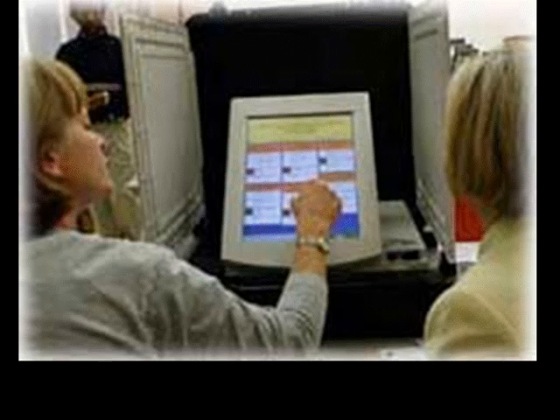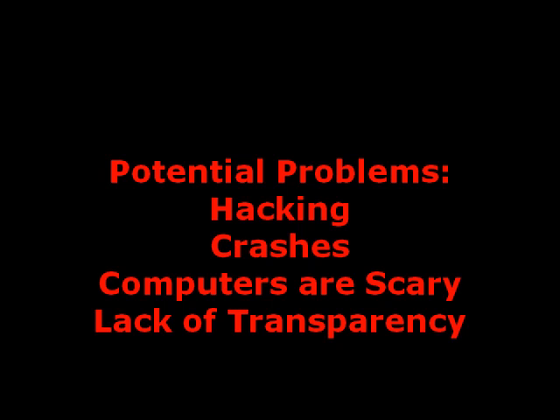And then for a while, the trend was moving toward electronic touchscreen balloting. I think for a lot of us, that wouldn't have caused a problem. But if you consider the person most likely to vote is an elderly person, this is not in their comfort zone. So the potential problems with video touchscreen voting, and this is actually something Oklahoma never went to, is it could be hacked. Who would know? I don't know. Don't ask me how to figure it out. They could crash, computers are scary to the elderly, and there's a lack of transparency.